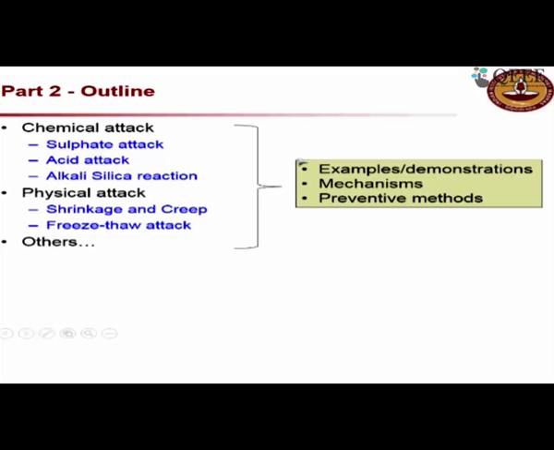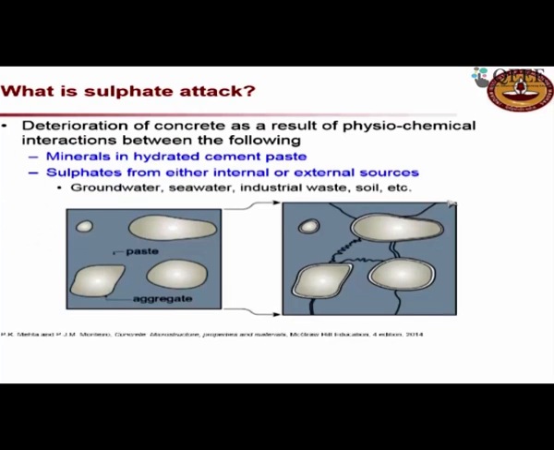So in general, this is how we will follow each individual element. We'll first look at various examples of these kinds of attack which have been experienced by different concrete systems. Then we will look at how this actually happens, the underlying mechanism of these different types of deterioration, and then we will also briefly go through how we can stop this type of deterioration from happening. So let's go into the sulfate attack first.